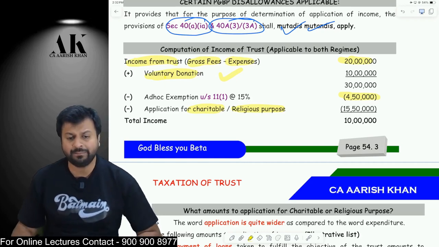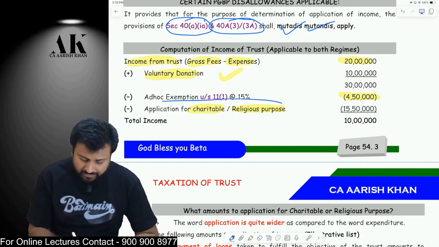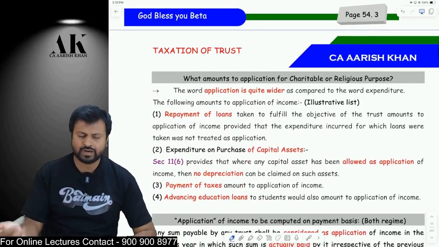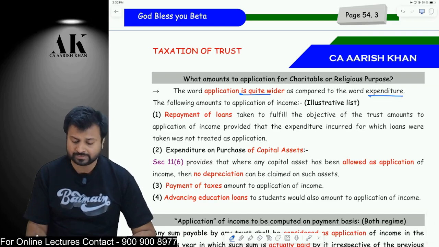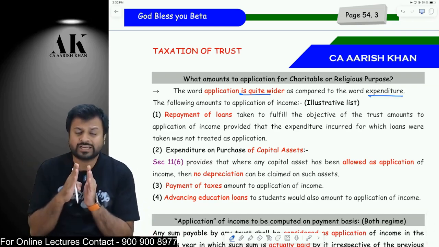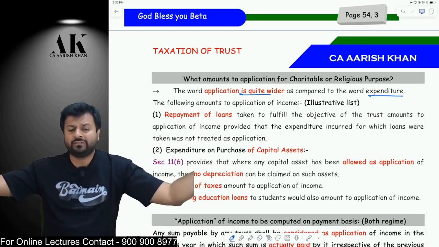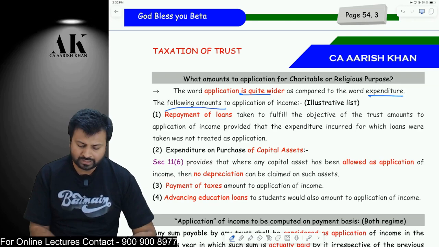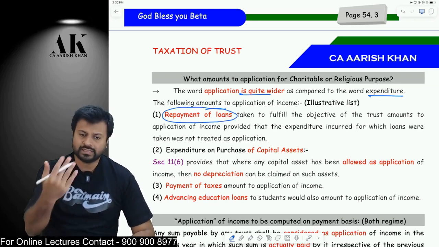Sir, what do you mean by application for charitable and religious purposes? It means you are using money for the purpose of the objects of the trust. The word application is much wider as compared to the word expenditure. It not only includes expenses, but includes a wide range of applications which can come over here. For example, you have taken some loan and you are repaying the loan for the objects of the trust, then that is also an application.